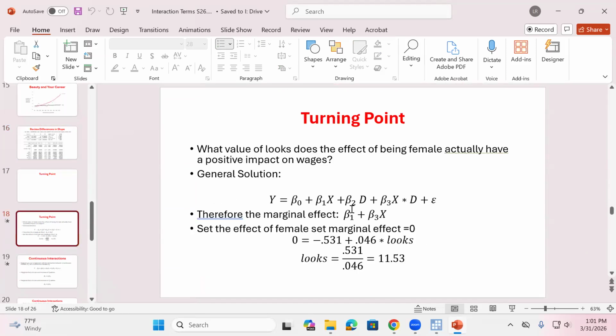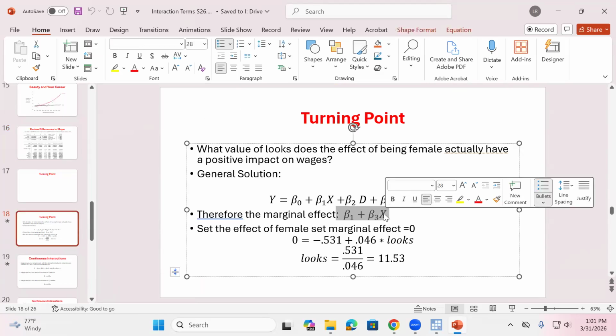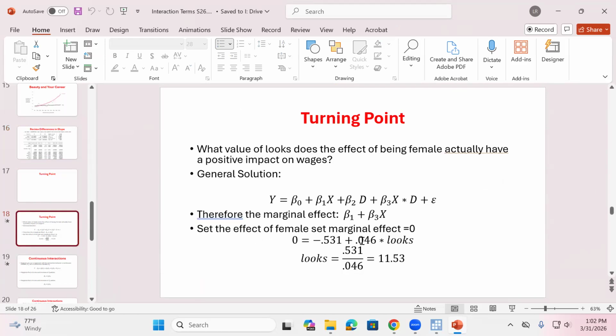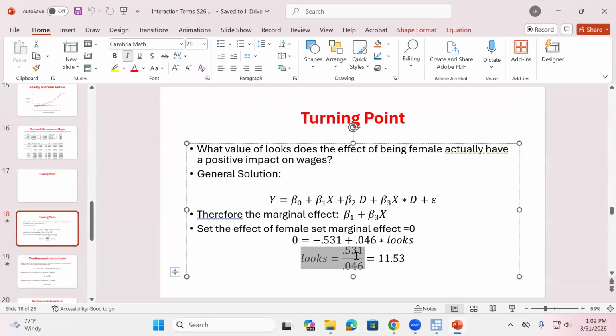Here was a slide looking at my turning point. That's going to be beta 1 plus beta 3 times whatever that continuous variable x is. If I go back to my regression output, beta 1 is always going to be the coefficient simply on the dummy variable. For us, that's negative 0.53. The coefficient on the interaction term is 0.046. So we're basically using those two values. If I rearrange this equation, the value for that looks variable that represents the turning point has a negative sign out here. When I move things over, we always have negative times beta 1 over beta 3, or negative 0.31 over 0.046.